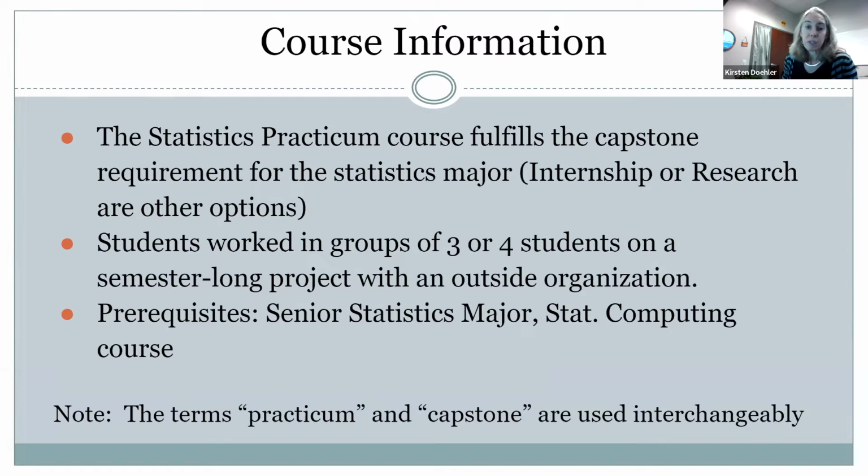So in the statistics practicum course, students worked in groups of 3 or 4 students on a semester-long project with some type of outside organization. And I'll give you examples soon of the types of organizations that the course worked with. Prerequisites to get into the class include being a senior statistics major, and you have to have completed 1 statistical computing class. At Elon, we offer 2.